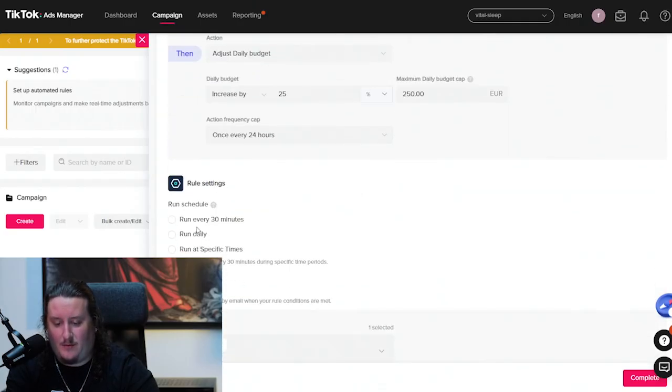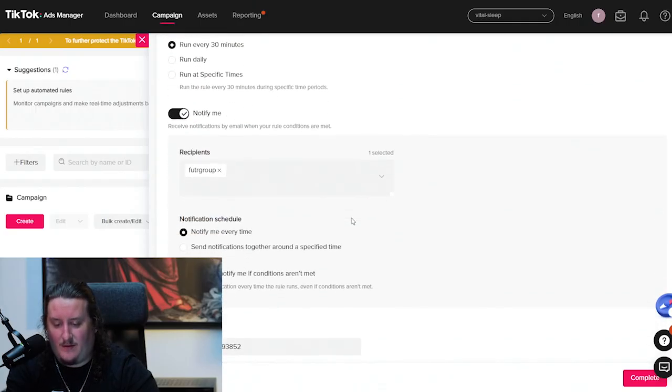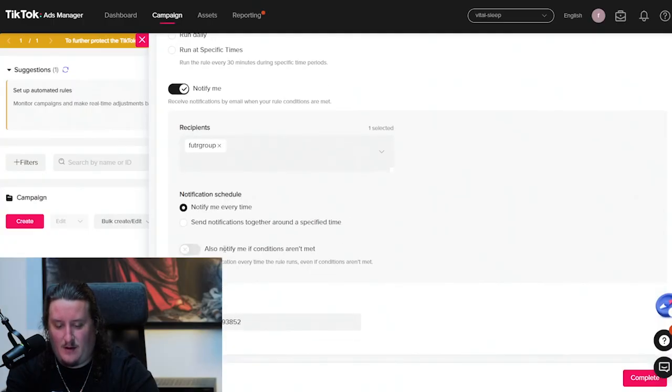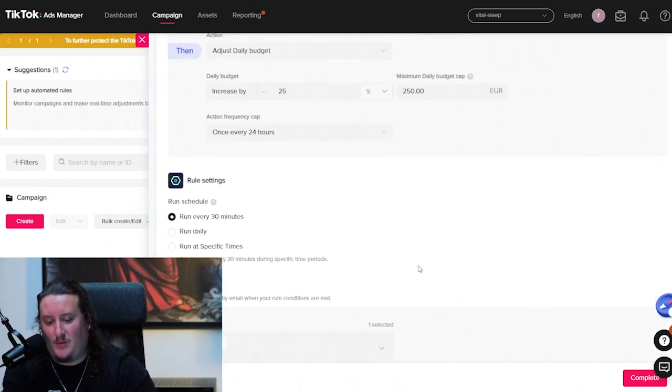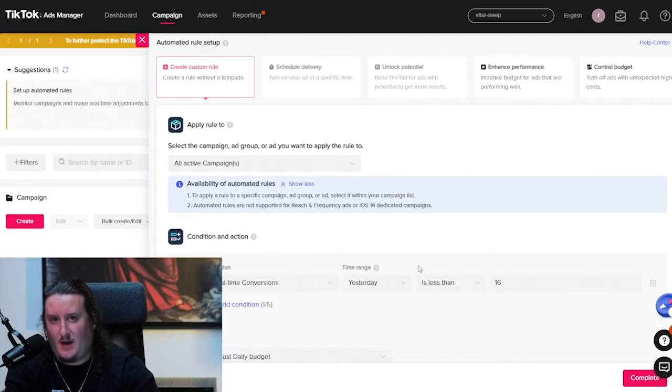Okay, so now we're gonna run this every 30 minutes. Notify me every time. Also notify me if conditions aren't met. So basically what that'll say is, hey, you didn't get CPAs under $16. These conditions weren't met, therefore we didn't bump your budget. So this is basically the same thing. I like to call it a cherry picking or honey potting rule set.